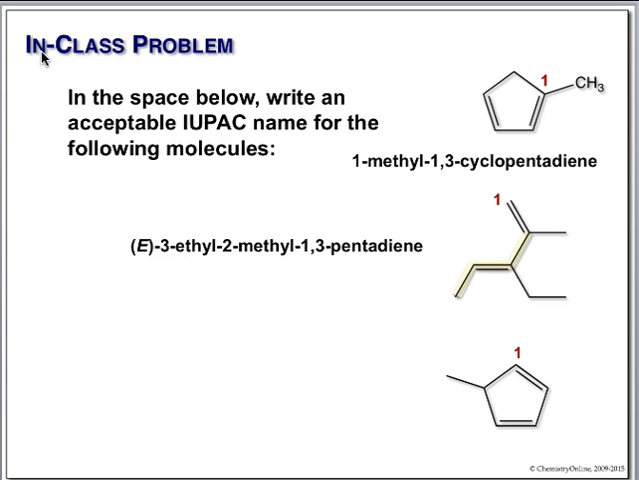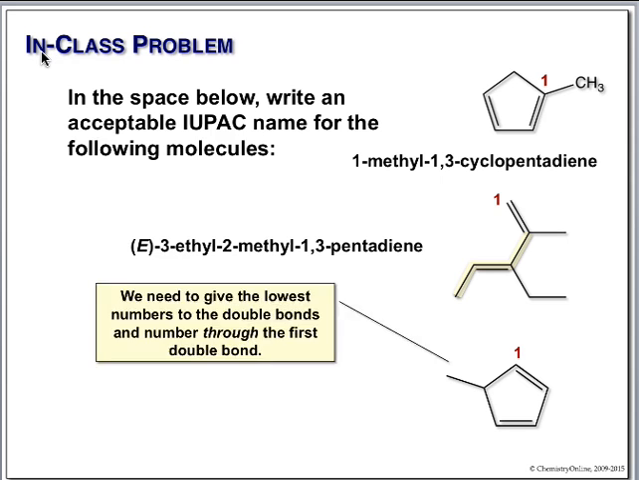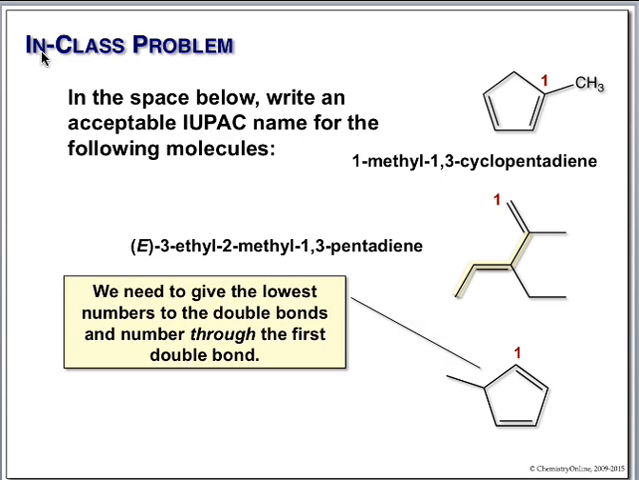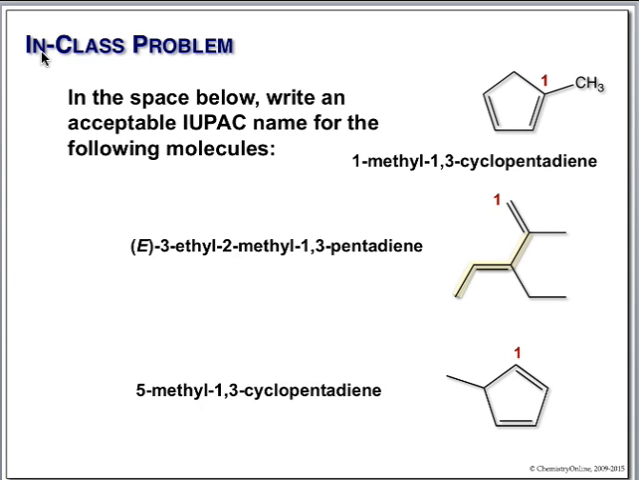That means our methyl group here is going to be at carbon 5. Lowest numbers to the double bonds, we number through the first double bond. Remember that rule. That means, once again, that this is going to be a 5-methyl, a 1,3 cyclopentadiene with a 5-methyl. 5-methyl, 1,3 cyclopentadiene. Any questions?